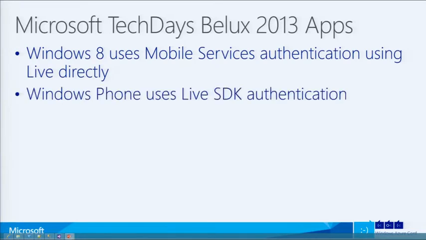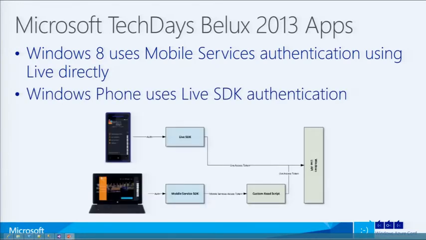And on phone side, we use Live SDK. So how does it work? From phone, you directly go to Live SDK, you get back the UID by calling the Live API, and you have the user ID. From Windows 8, you have to do one step in between. You call the mobile service SDK, authenticate through Live, and then through a custom read script, ask with that token, call the Live API and get back the UID and store the UID, and you have all of those.